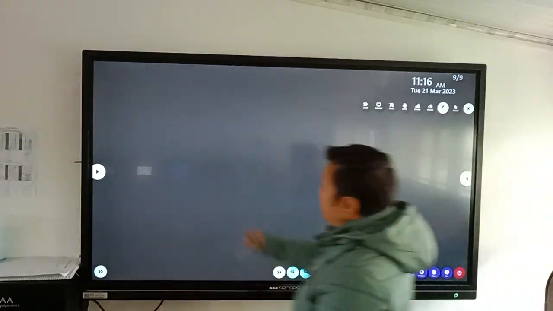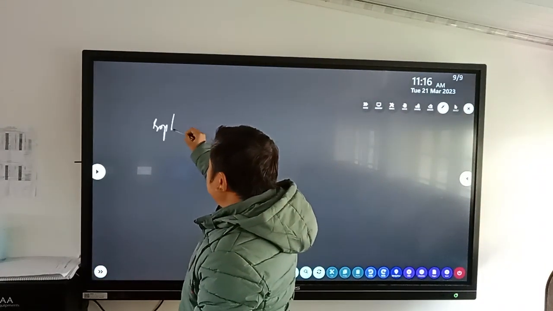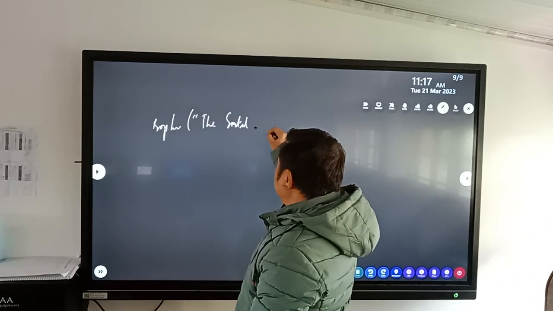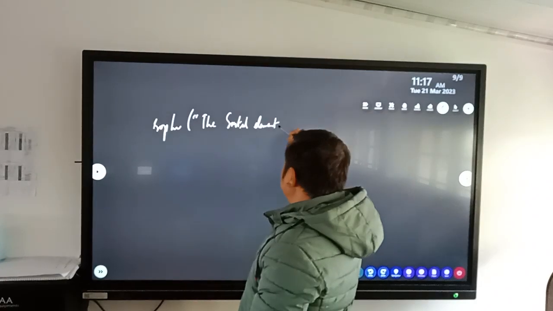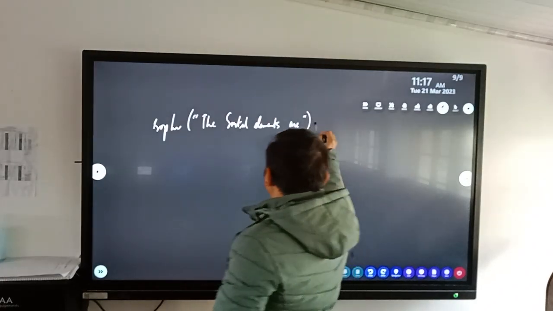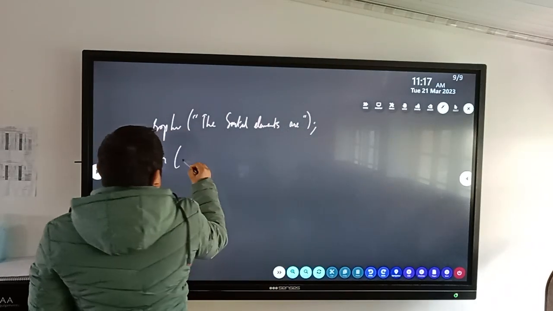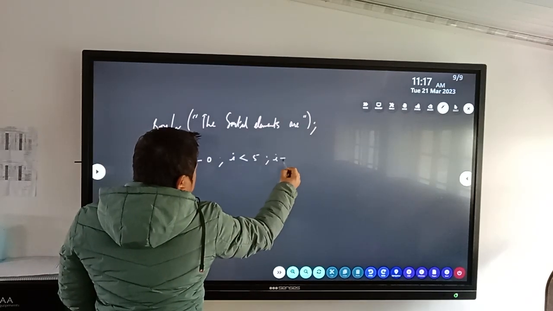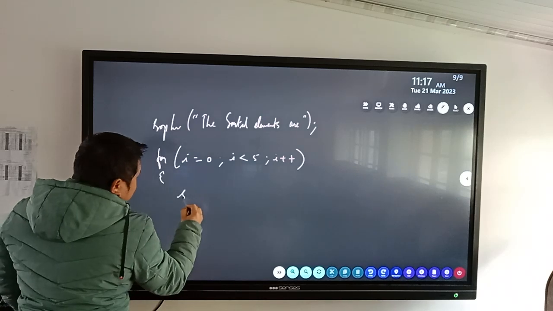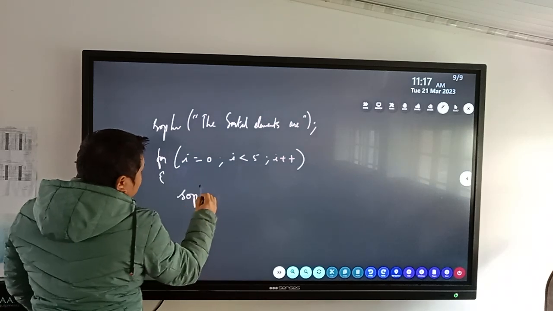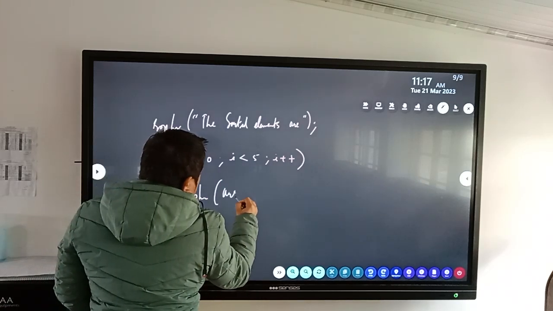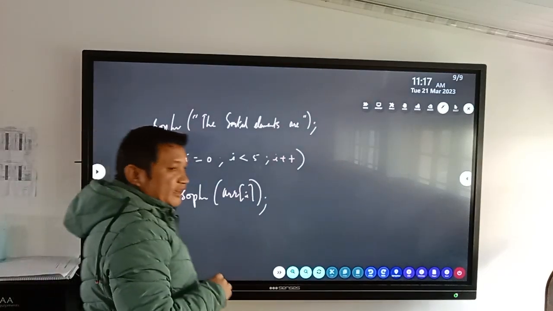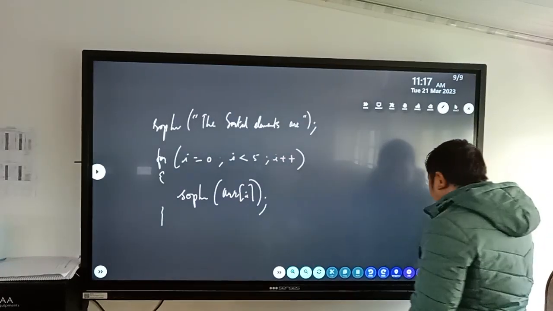After this, what you need to do is print now. SOPLN, the sorted elements are. For i equals 0, i less than 5, i plus plus, then display the elements, System.out.print, I am writing short form, ARR, i position. So 0 position value will be printed, 1 position, 2 position, like that it will be printed.